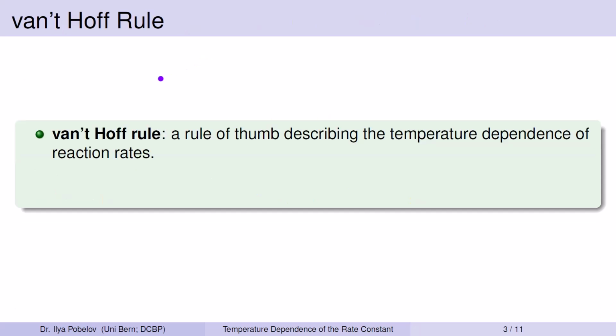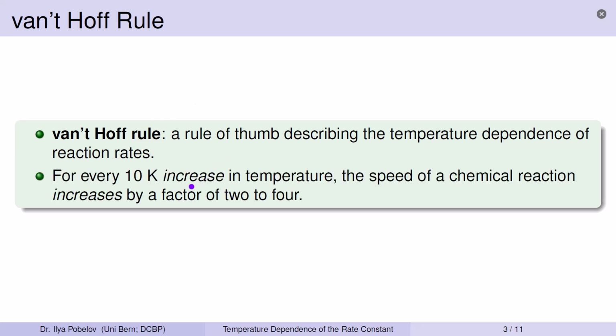A rule of thumb describing the temperature dependence of reaction rates is the Van 't Hoff's rule. This rule states that for every 10 Kelvin increase in temperature, the speed of a chemical reaction increases by a factor of 2 to 4.